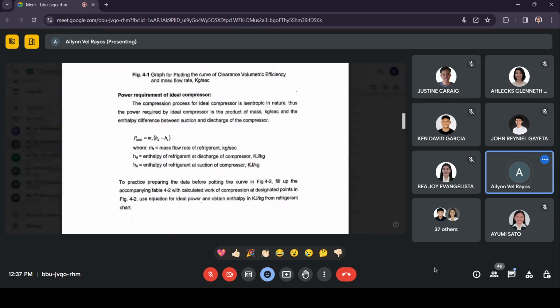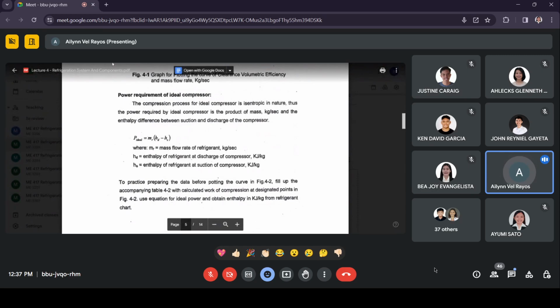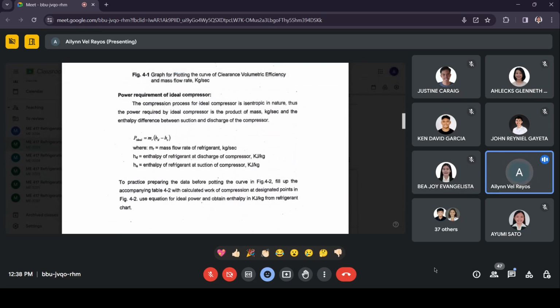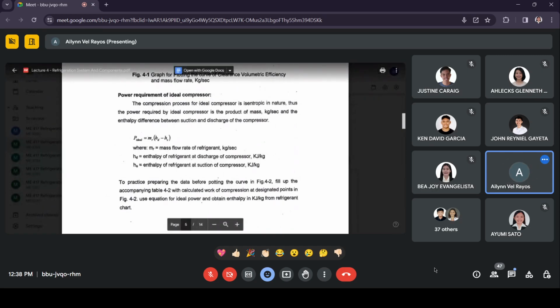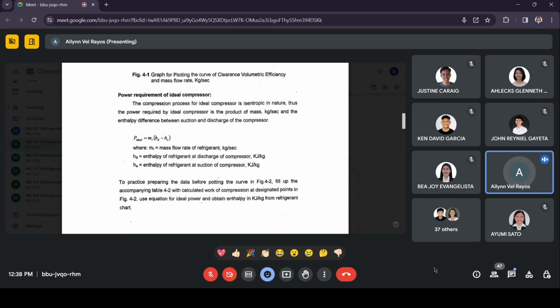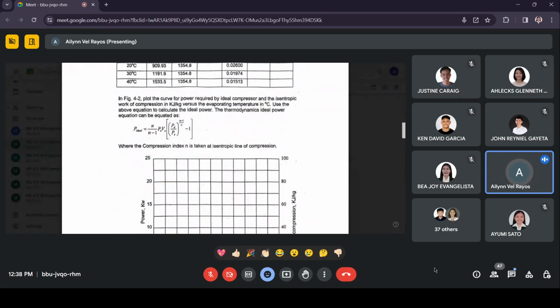So itong part na to, okay, so next naman is itong power requirement of the ideal compressor. So, yun nga, if meron tayong enthalpies given at each state point ng ating compressor, then we can get the ideal power requirement for the compressor, which is equal to the mass of refrigerant multiplied by the change in enthalpies. So, enthalpy or H sub D is the discharge enthalpy and the H sub S is the suction. So, in our case, this is H2 minus H1. Okay? So, ito namang part na to ay skip na natin.